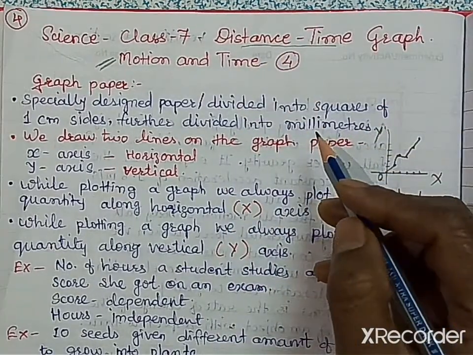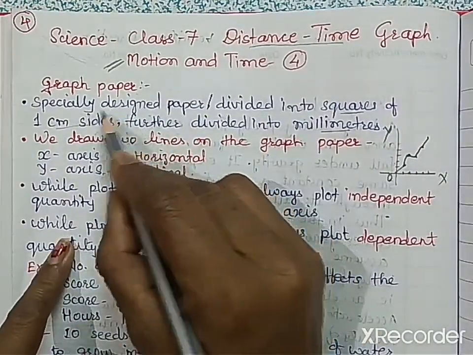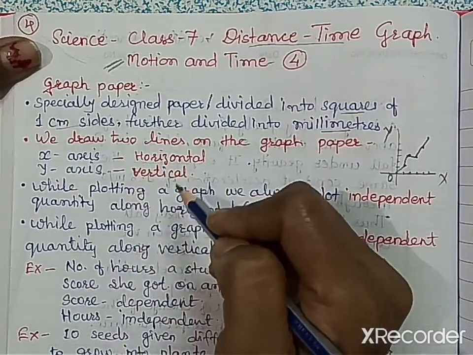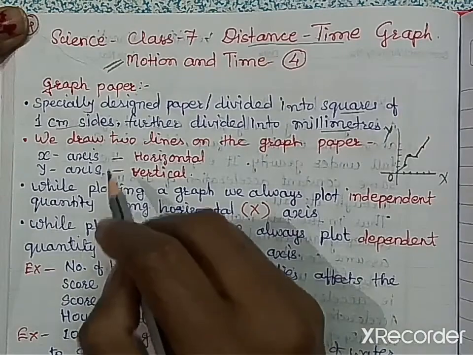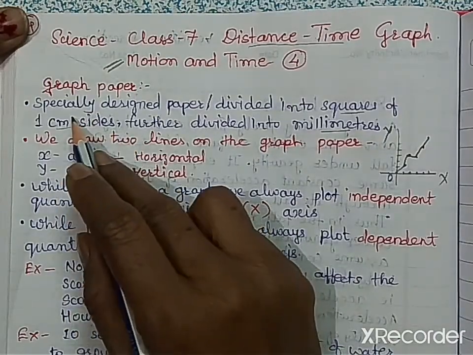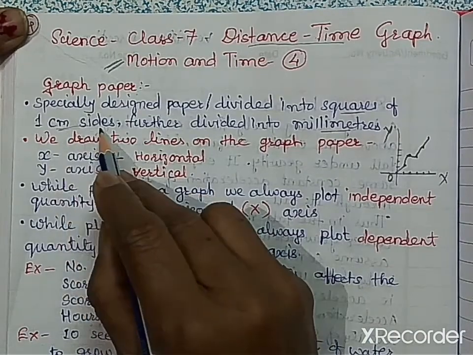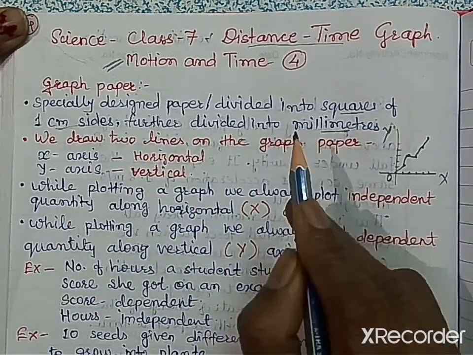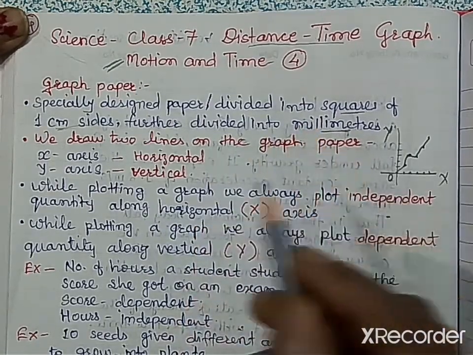So let's start with the graph paper. I will tell you in short what a graph paper is and how to plot a graph with the help of data. What is a graph paper? A specially designed paper which is divided into squares of 1 centimeter sides, and these squares are further divided into millimeters. You all have seen the graph paper. You use this graph paper in maths also.